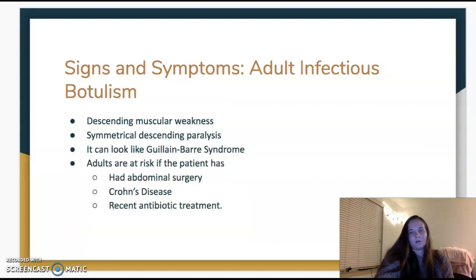And then adult infectious botulism, you're going to see again the same symptoms. It can look like Guillain-Barre syndrome because you don't have the nausea and vomiting. Adults are at risk if they've had abdominal surgery, if they have Crohn's disease, which is an autoimmune disorder, or they've had recent antibiotic treatment.